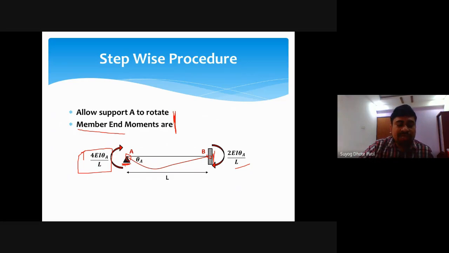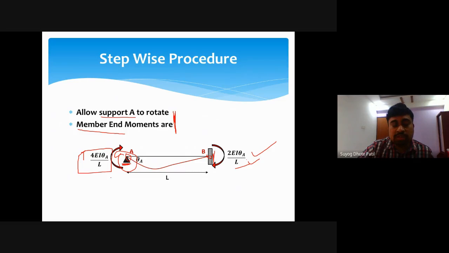Okay, so if I have to consider rotation at joint A, in that case I have to consider this joint A is hinged, means vertical and horizontal movement is not possible, it is restricted, but rotation is possible. So near the hinge joint, the member end moment will be 4EIθA/L. Because we are allowing only support A to rotate, not support B, at support B we have the relation in terms of θA only, we have no relation about θB.